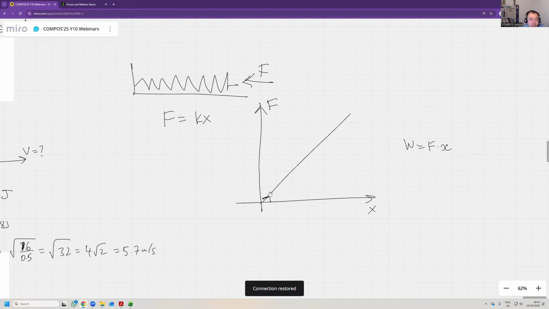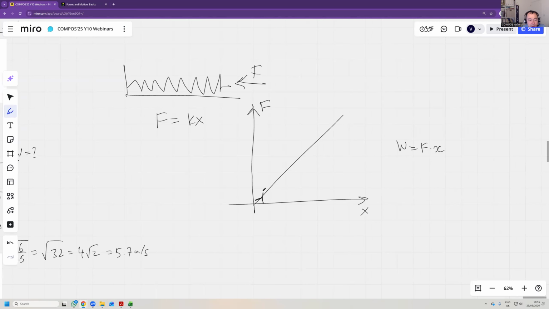You can split that into tiny little sections, and in each section, the force times the small distance, delta x, so F times delta x. So in other words, the work done is the area under the graph. Work is the area. Force times distance.